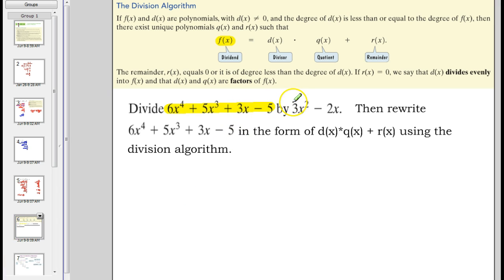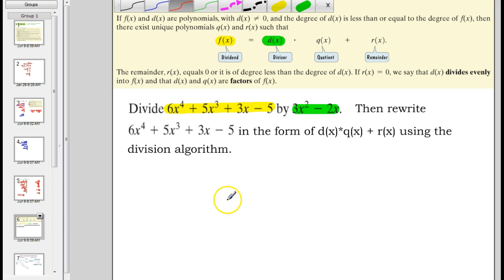And we want to write that as the divisor, which is this 3x squared minus 2x, times the quotient we get when we do the long division, plus any remainder that we get when we do the long division. So let me show you what we're doing with some numbers, just so you can understand it. So let's take 11 and divide it by 5. In this case 11 is our dividend, 5 is our divisor.